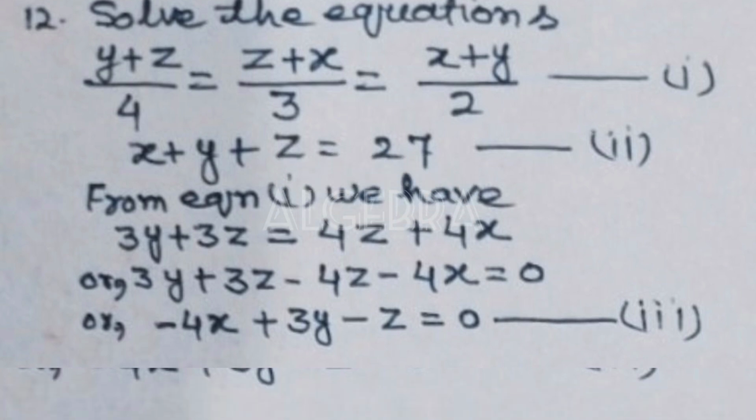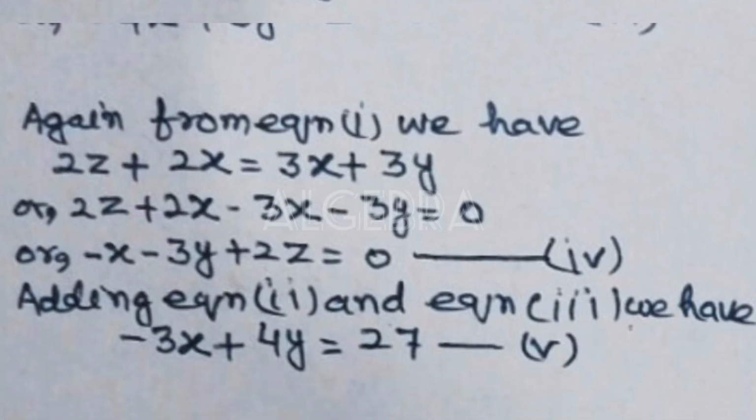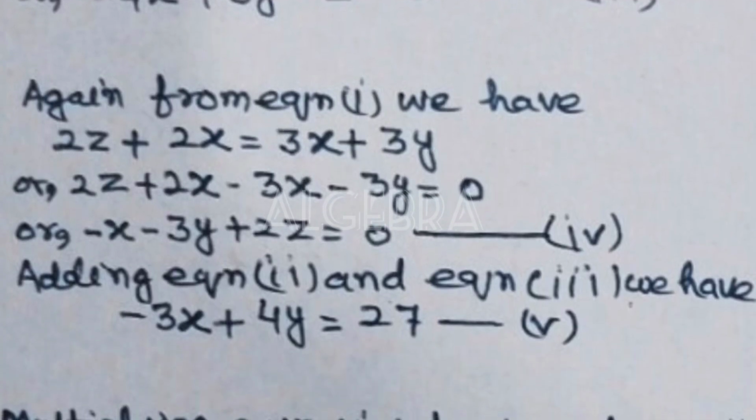Equation 3. Again from equation 1 we have 2z + 2x = 3x + 3y, or 2z + 2x - 3x - 3y = 0, or -x - 3y + 2z = 0.